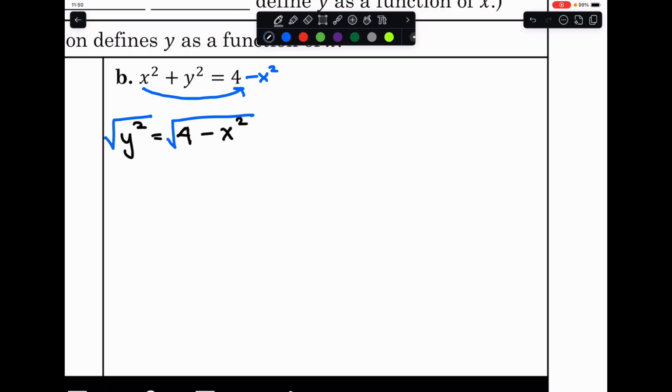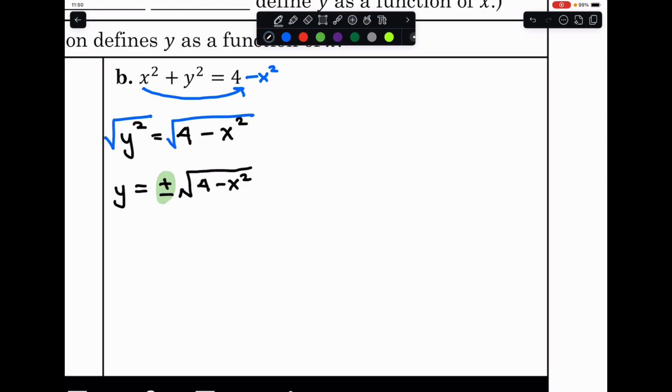Now, however, because I'm using an even root, a square root, this is when I come with the possibility of getting a possible positive or a negative answer when I do that right here. So when I take an even root to cancel out an even power, this is when the possibility of ending up with a positive and negative number exists.